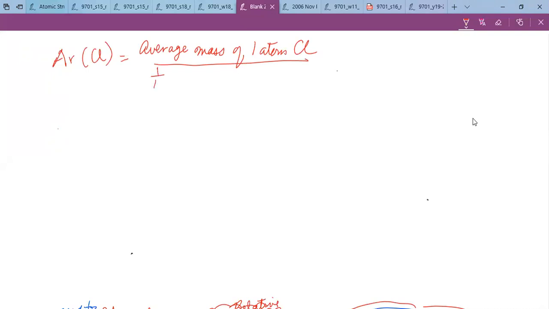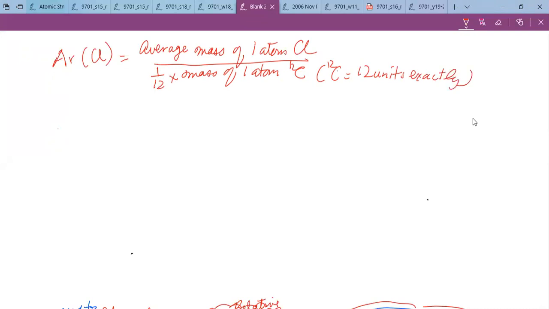Okay. Now, let's say chlorine. If we talk about chlorine, from the first idea, I will have AR for chlorine, AR for Cl. It equals the average mass of one atom of chlorine. Remember, average mass, over 1/12 times the mass of one atom of carbon 12, where carbon 12 equals 12 units.